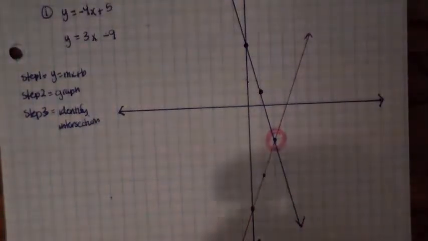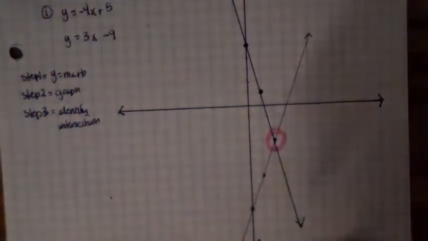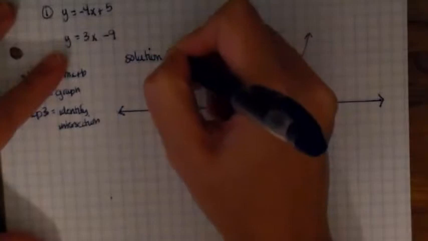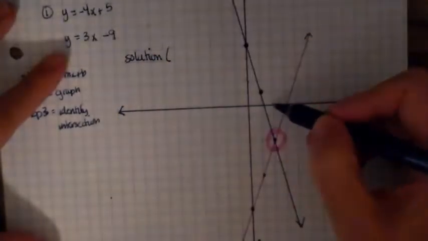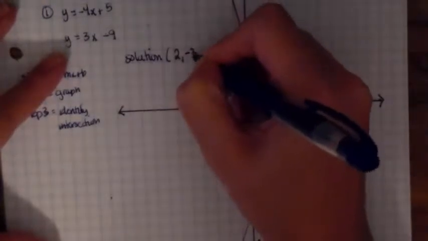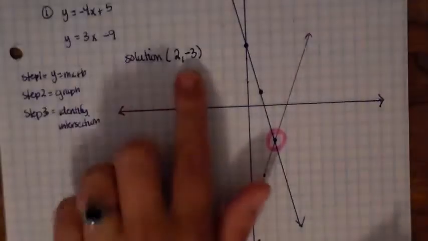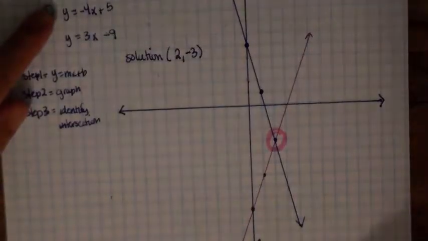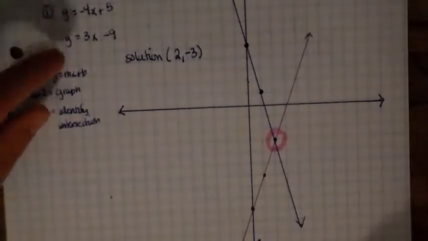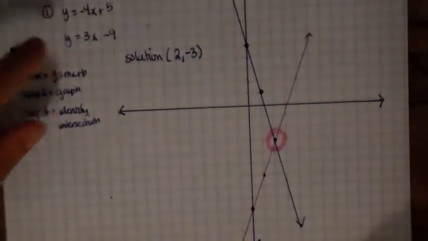Now in this case I did get an integer answer, but I may not always get an integer answer. But my solution is the point 2, negative 3. This point will give you a true answer if you plug it into both equations. And it is the only point that will give you a true answer if we plug it into both equations.